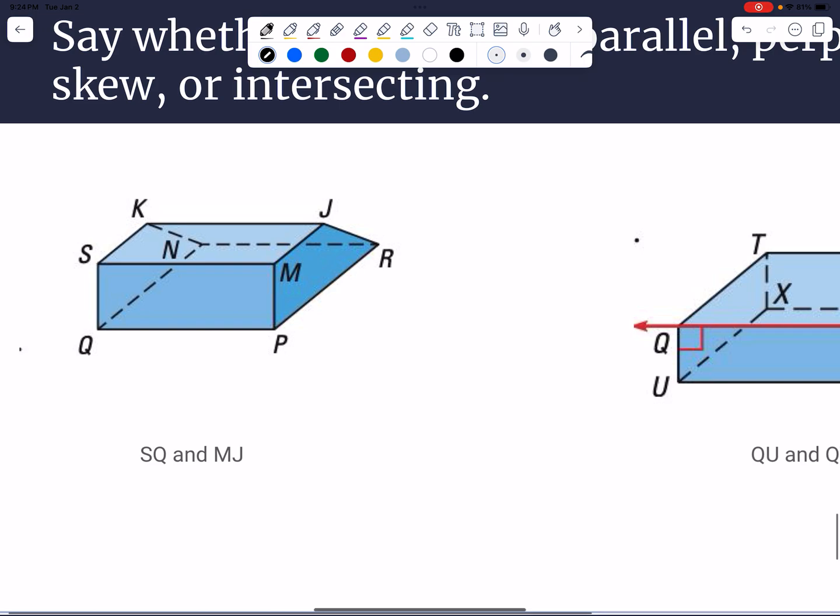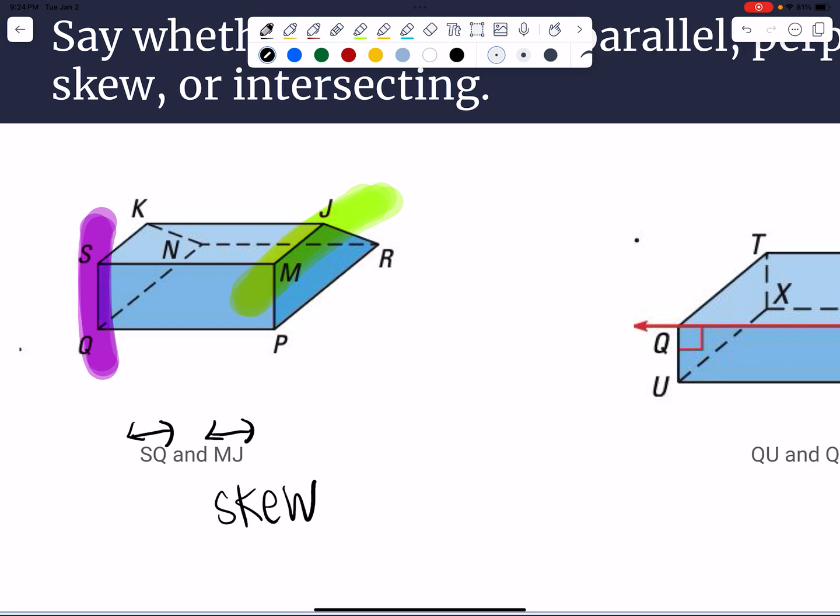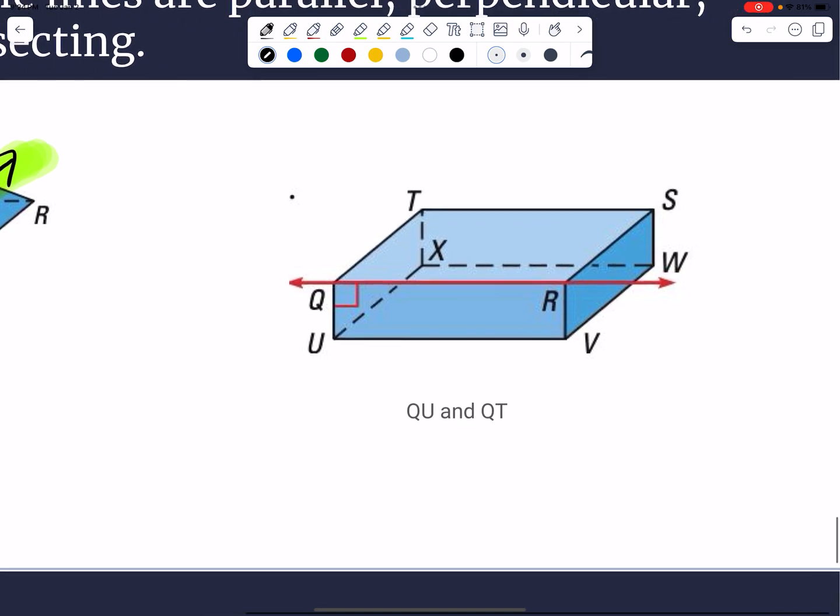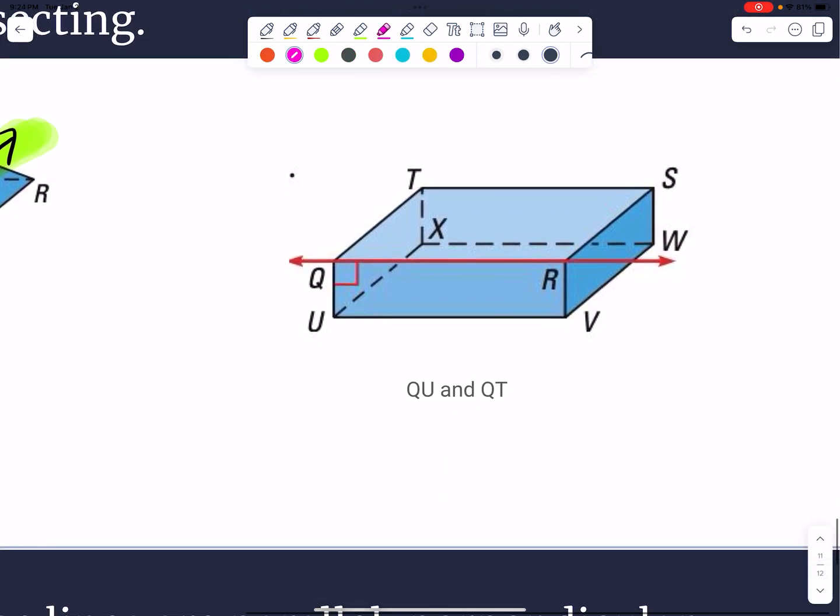So again, let's keep going. SQ, and now MJ. So here is SQ. Here is MJ. Those do not cross because they're on different planes. There's some space in between them, but they're not facing the same direction. So those will be skew. They're not parallel because JM is facing this way, and then SQ is facing up and down. So those are skew.